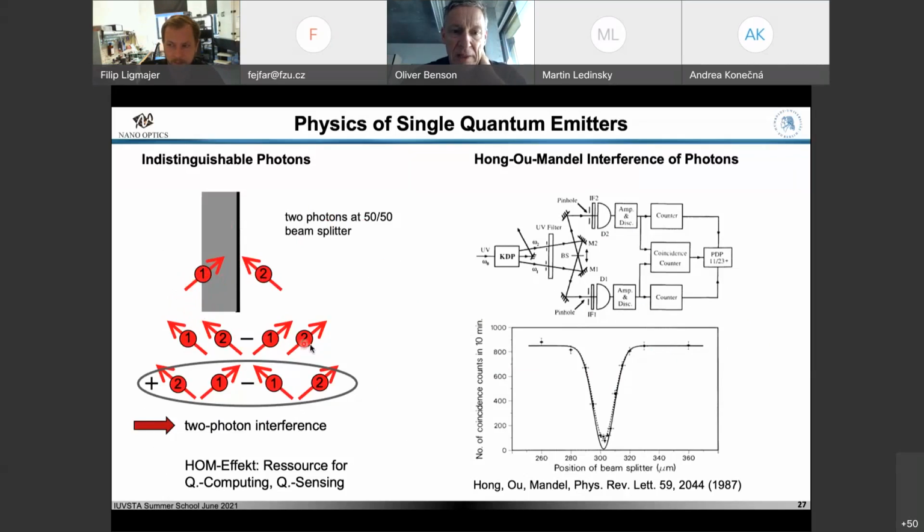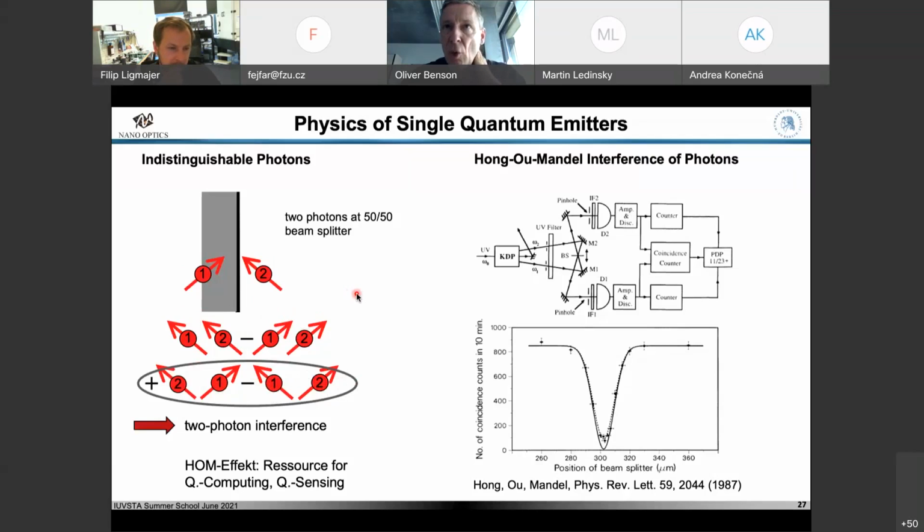The two photons can go to the right side. So this one is transmitted, this one is reflected. Or one can be transmitted and the other one can be transmitted. Or photon number one can be reflected and photon number two can be reflected. So now all these things can happen.